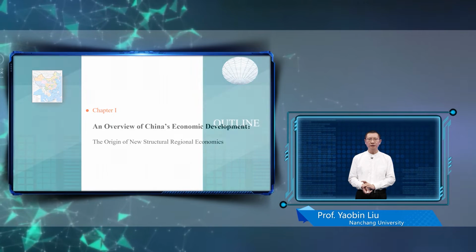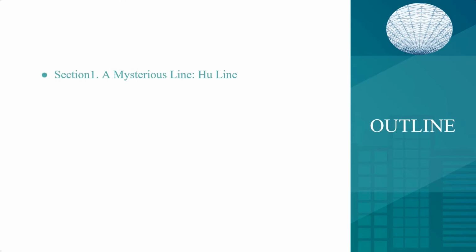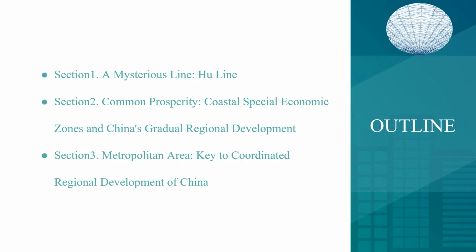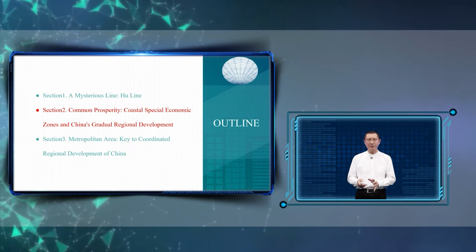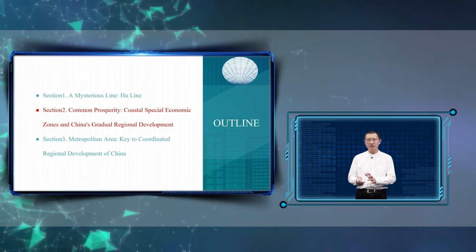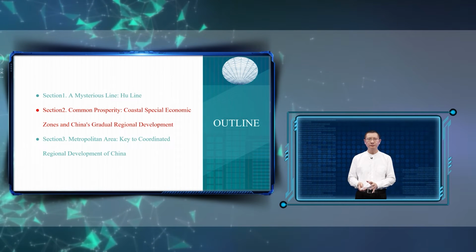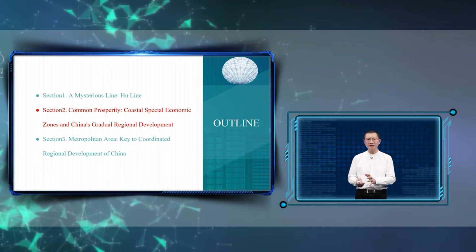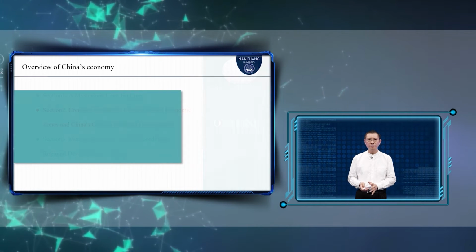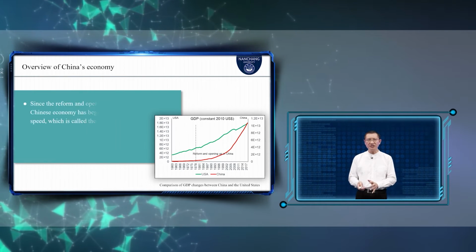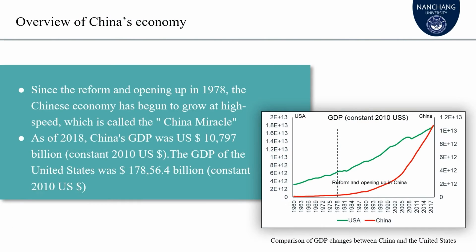In this lecture, we continue to study Section 2 of Chapter 1, China's Gradual Development Strategy, mainly from the perspectives of China's coastal special economic zones and China's regional development strategy. First of all, we'll review China's economic development. This picture shows us the comparison of economic growth between China and the United States from 1960 to the present.